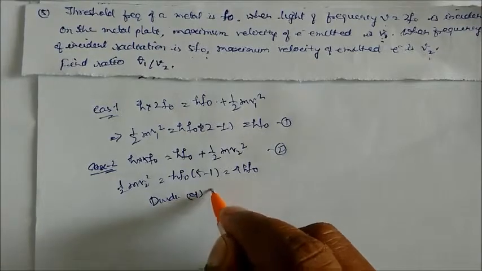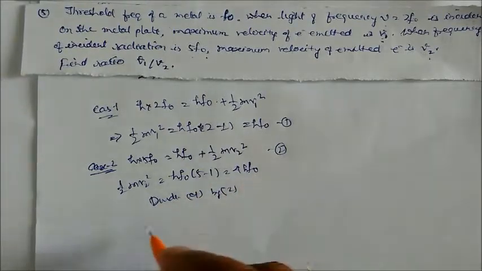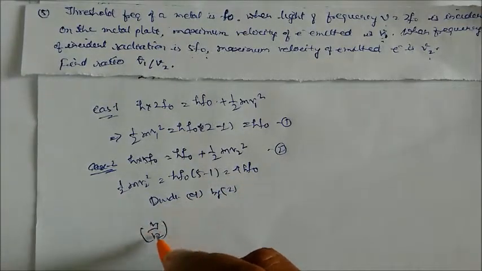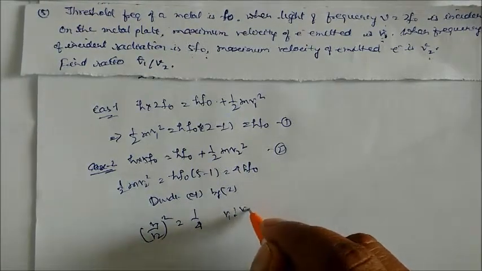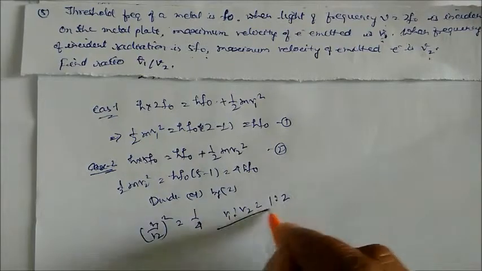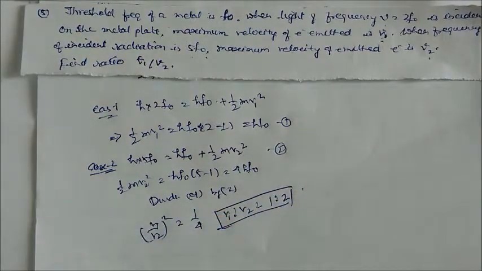Divide 1 by 2. On 1 by 2 we will get v1 by v2 whole square, that is 1 by 4, or we can say v1 is to v2 will be 1 is to 2. So this is the ratio of the two velocities.